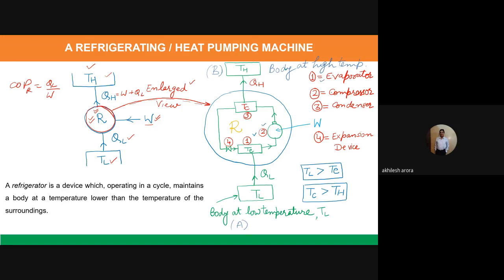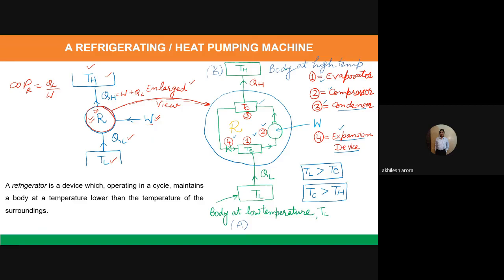Number two is the compressor. Number three is the condenser. And number four is the expansion device. So basically there are four components: the evaporator, the compressor, the condenser, and the expansion device, which are present in a refrigerator. The same components will also be present in a heat pump or heat pumping machine.